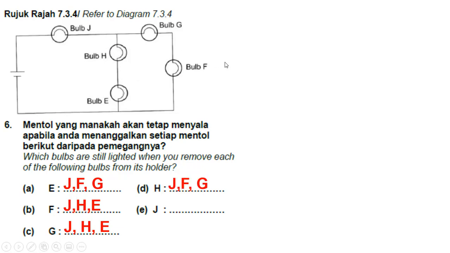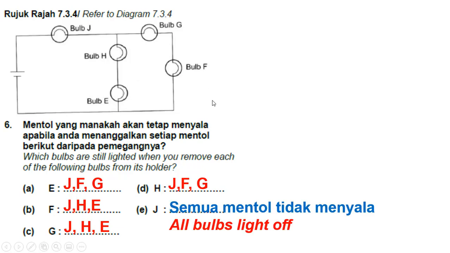Now remove bulb J. Current cannot pass through bulb J, so no current can flow. No bulbs can light up. All bulbs are off.